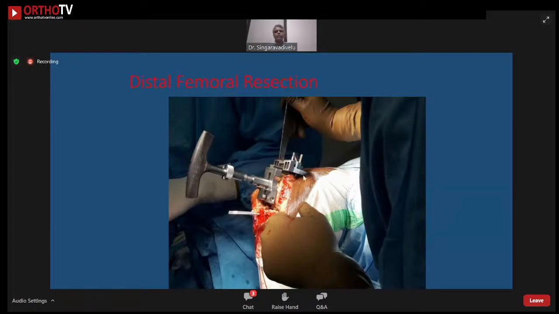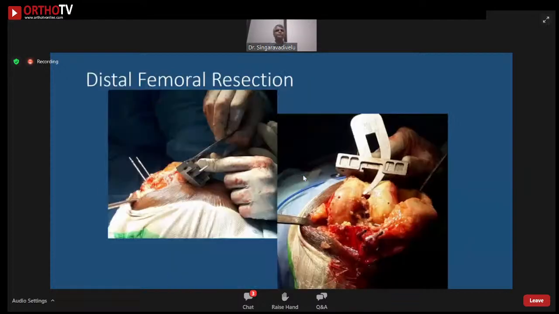Once this is blocked, don't take the cut immediately. You just make sure the blade is going to just graze through the intercondylar area. If it is cutting deep, it means that there is a lot of distal femur you are going to take. So that is not good. If it is not at all cutting the intercondylar area and you are going to take the condyles separately, then it means that you have not removed adequate distal femur.